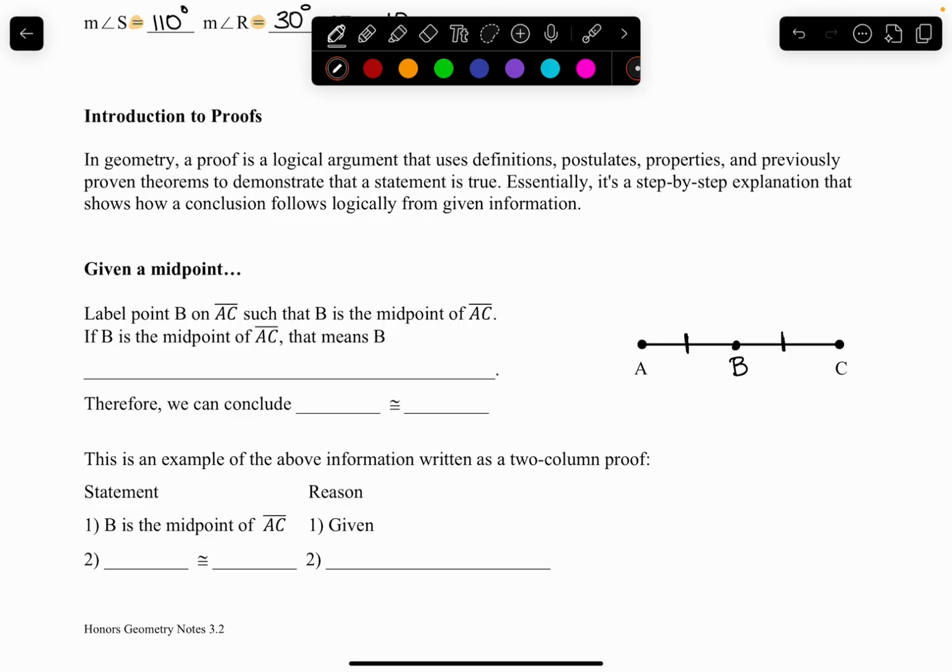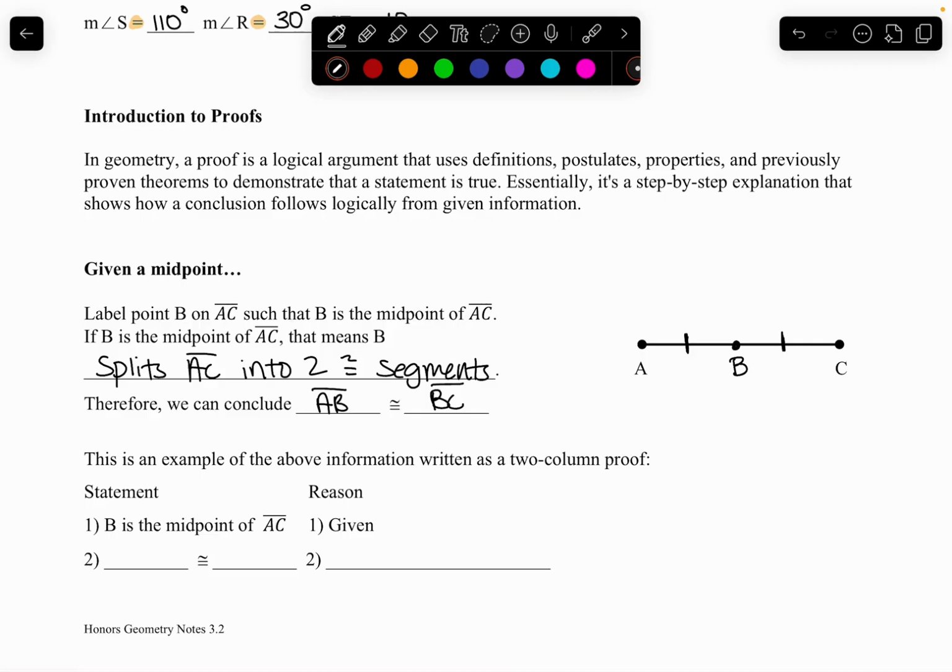We learned this back in 1.2 when we talked about the segment addition postulate. Okay, we talked about congruent segments. Actually, I think this is probably more of 1.3, but very similar, okay? So this says if B is the midpoint of AC, that means that B splits AC into two congruent segments. Therefore, we can conclude that segment AB will be congruent to segment BC. Like, you already know that. That's information that you already have in your brain, okay?